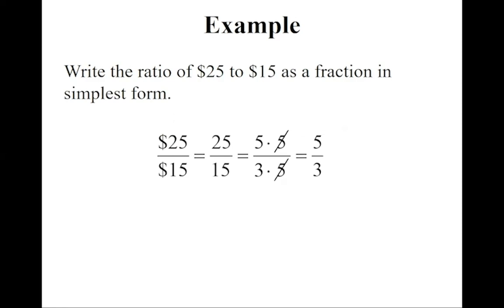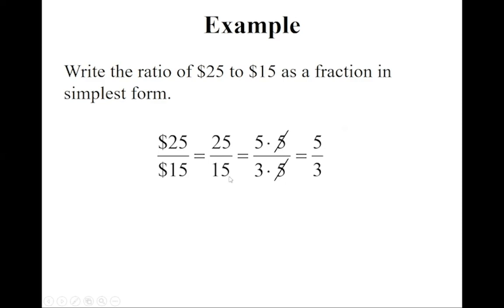Now we're going to add the condition, write the ratio as a fraction in simplest form. That means that we would reduce the fraction looking ratio. $25 to $15 would be $25 to $15. First over second, first to second. The units are the same, so the units cancel away, leaving us with 25 over 15.